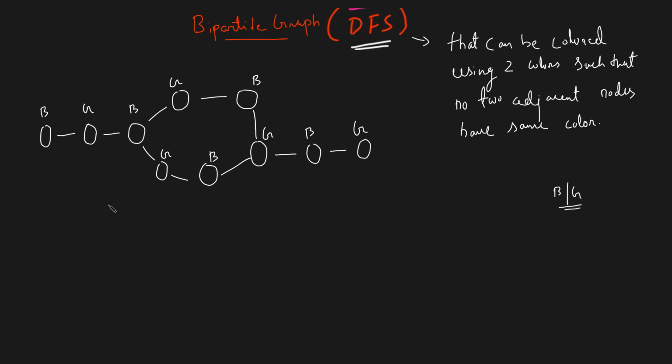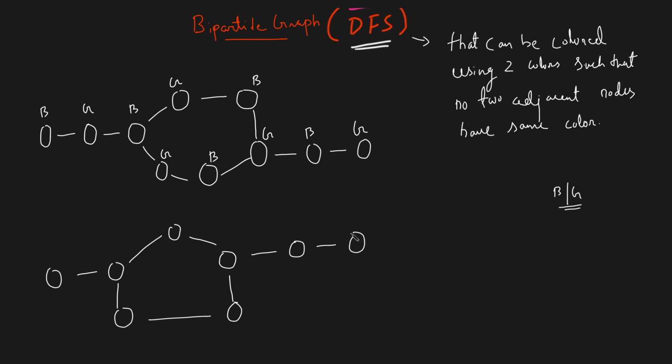Now when can I say that a graph is not bipartite? For an example, let's take this graph. Let's take the second graph, G2, and try to color this. If I color this with blue, this will be green, this will be blue, this will be green, this will be blue, this will definitely be green. But if this is green, this has to be blue and this has to be green.